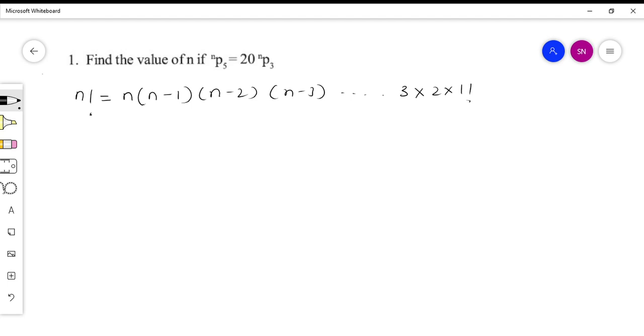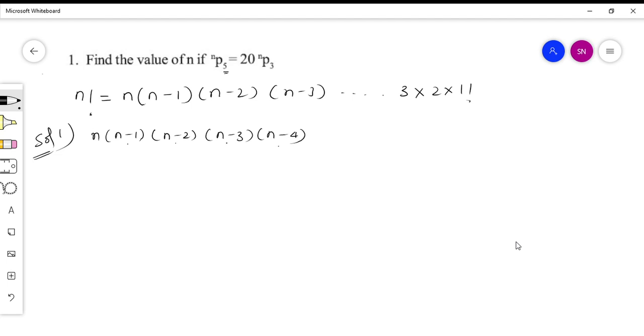So now I have the solution for this first question. So I have nP5. My suffix is 5. Okay. So whenever suffix is 5, what will I do? I will go until 5 steps. I will reduce until 5 steps. So my LHS will be n into n minus 1, n minus 2 into n minus 3 into n minus 4. Now count the number of elements: 1, 2, 3, 4 and 5. So 5 elements are there.